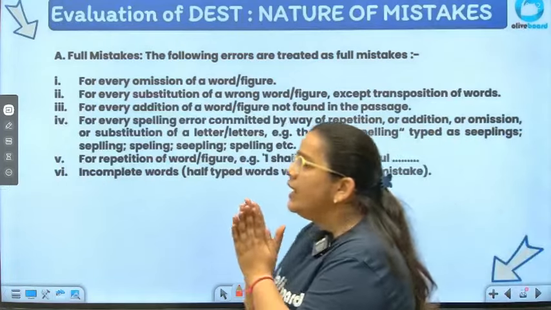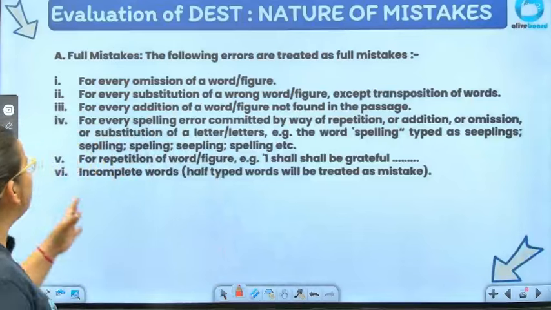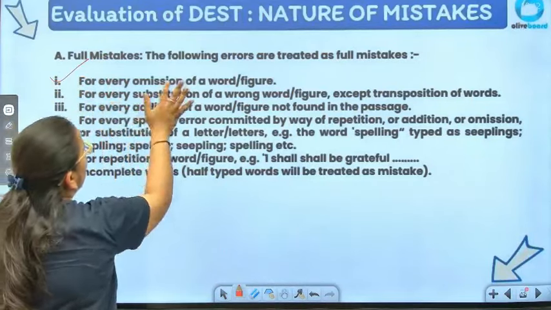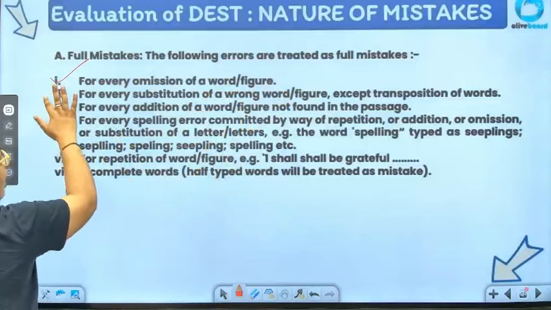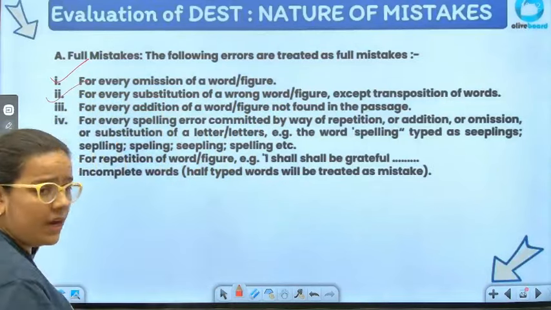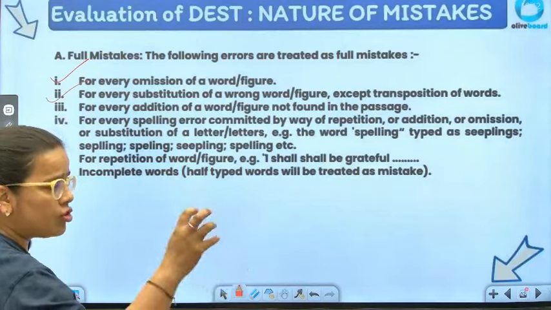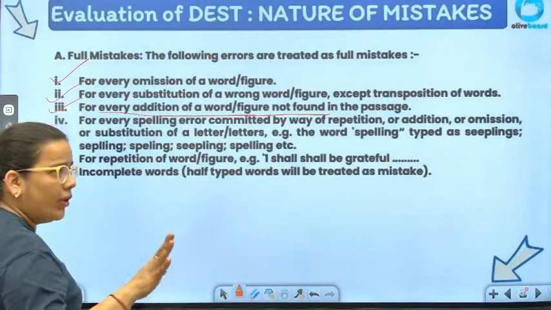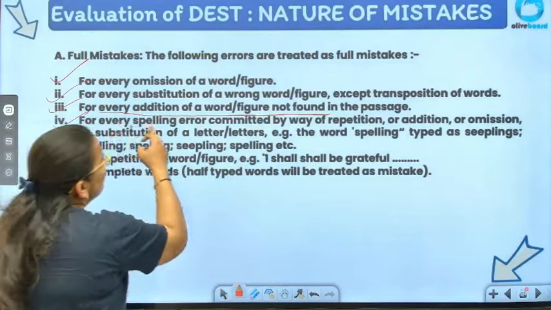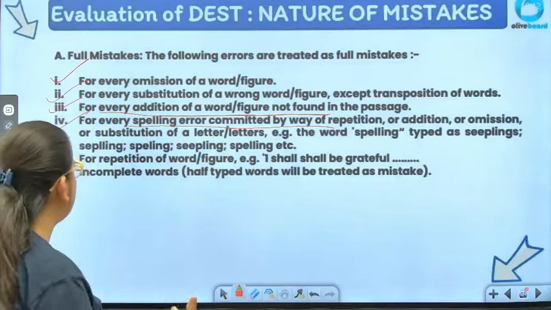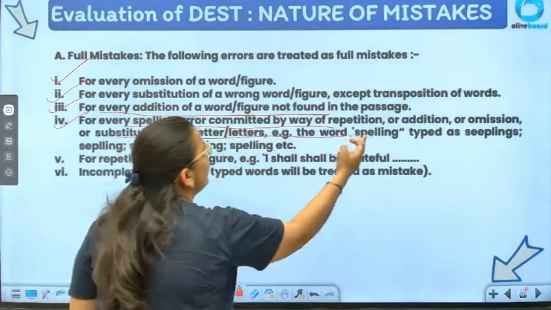Now, in the case of evaluation of the DST, a full mistake basically contains every omission of a word or figure, every substitution of a wrong word or figure except transposition of words, every addition of a word or figure not found in the passage, and every spelling error committed by way of repetition, addition, omission or substitution of letters.